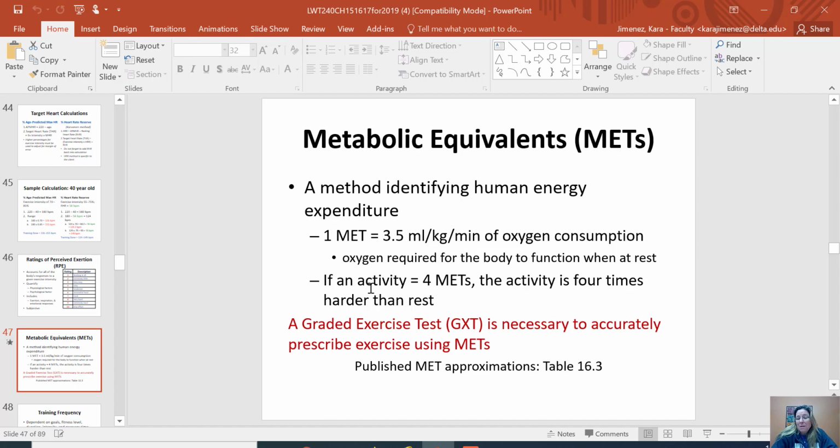So what that's basically saying is that if an activity is at 4 METs, it's 4 times harder than at rest. Okay, and in your book, they do have a published table on page 16.3 that goes through the different MET exercises and their metabolic equivalent value.